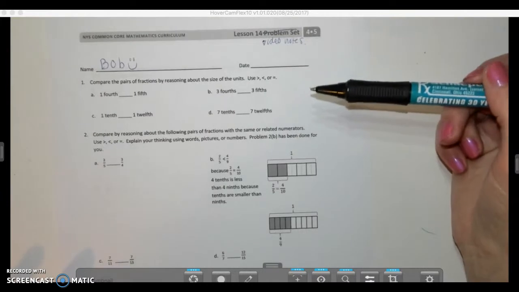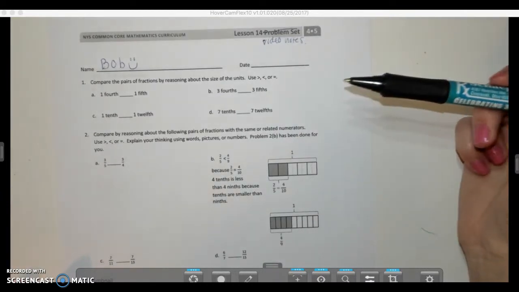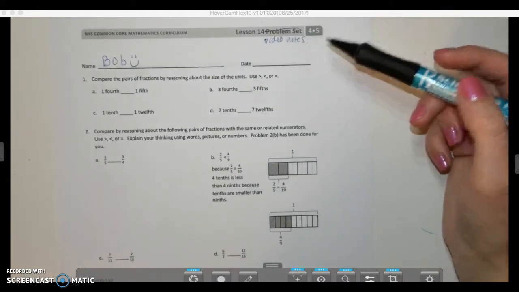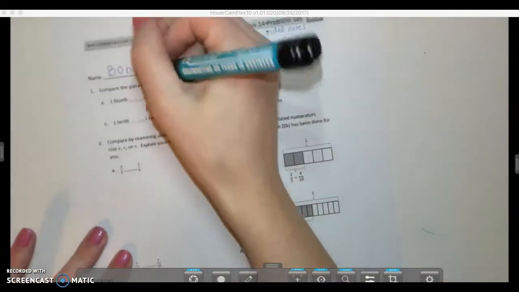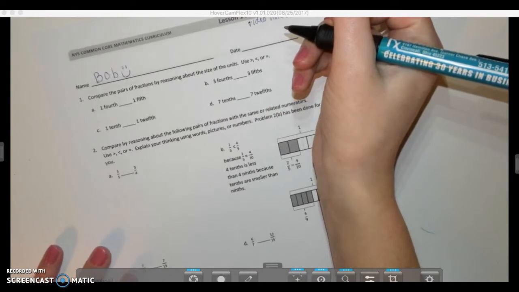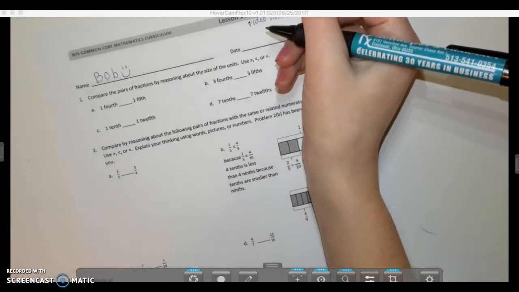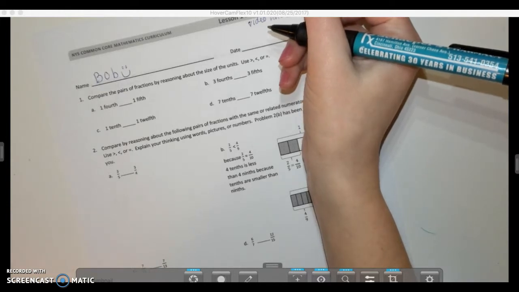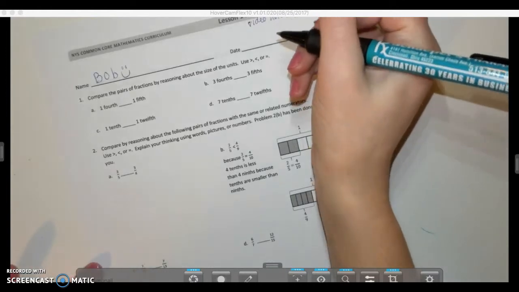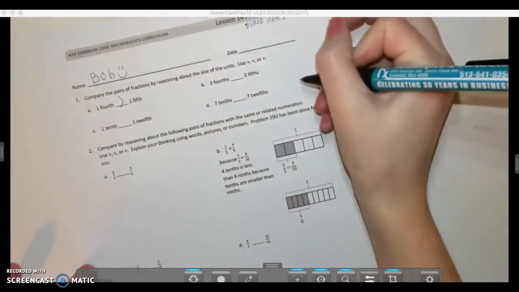So number 1, it says compare the pairs of fractions by reasoning about the size of the units. Use greater than, less than, or equal to. So we have 1/4 and 1/5. Now from our study of fractions, we have learned that the lower the denominator is, the bigger the fraction is. That means that 1/4 would be greater than 1/5.